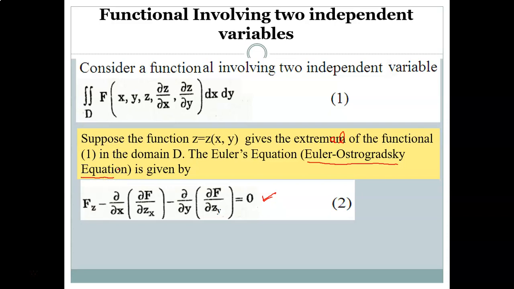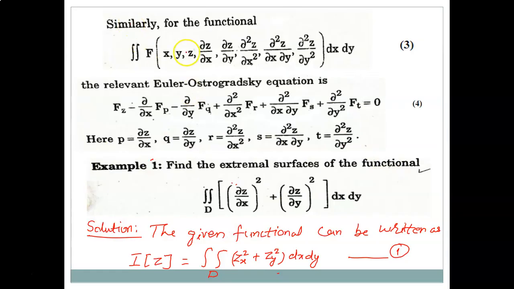Now you see, in this functional 1, we were having z as a function of two variables x and y, and the first order derivatives were present over here. Now what happens if this functional involves derivatives of higher order, suppose derivatives up to order 2? The situation is like that. The functional is in this form. z is a function of x and y here.